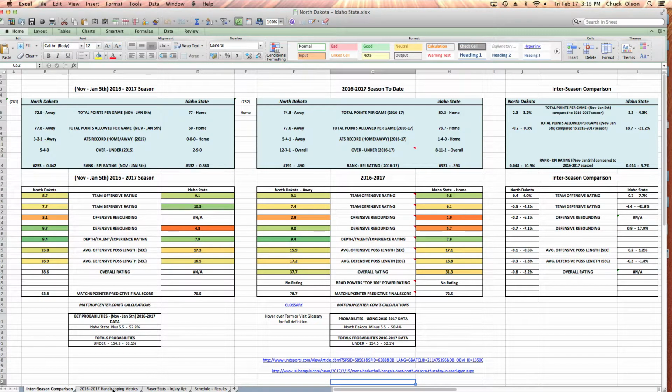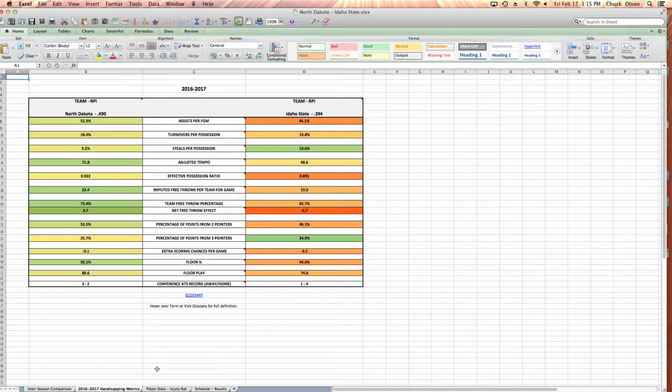Now we're going to go over to handicap metrics. This is additional metrics that can be used. And just a quick glimpse, you can see this is all green. Green is good, a lot of red here. So that tells me right now that I'm looking at North Dakota thinking, okay, well, that looks strong. Let's see why.